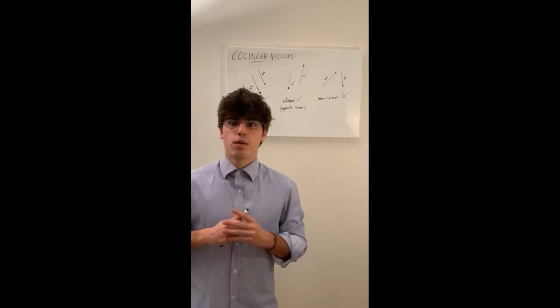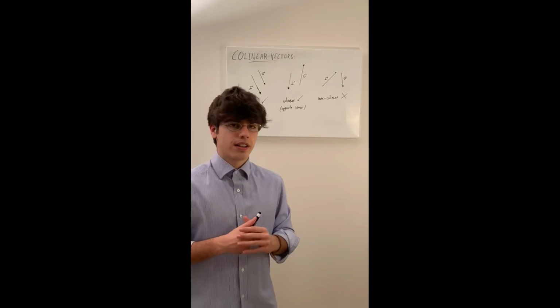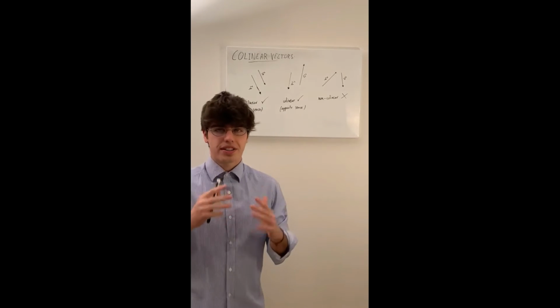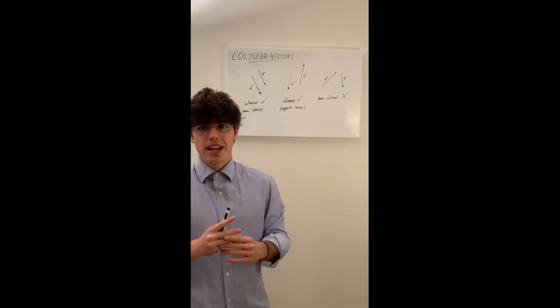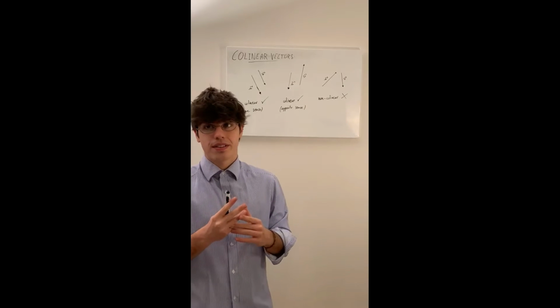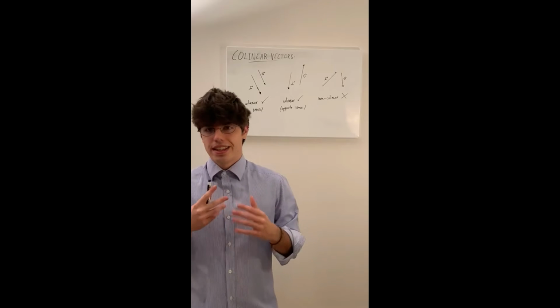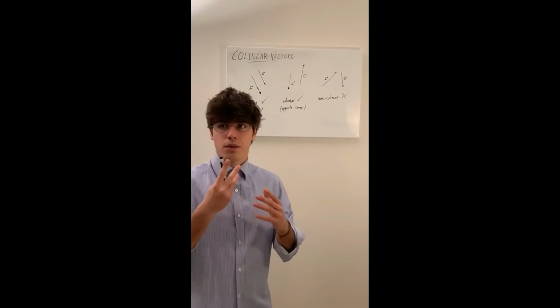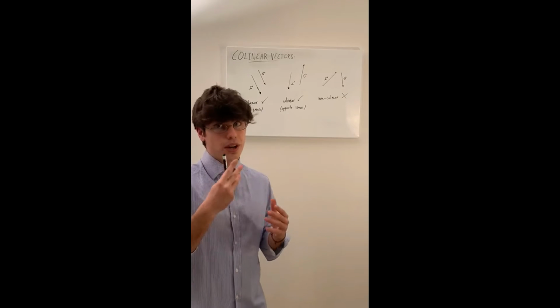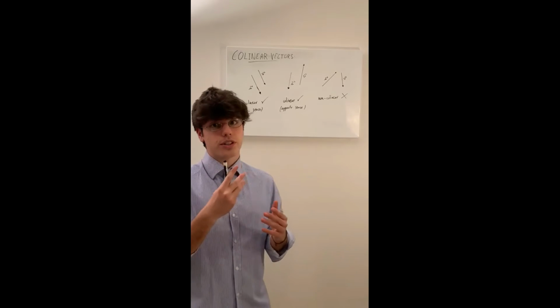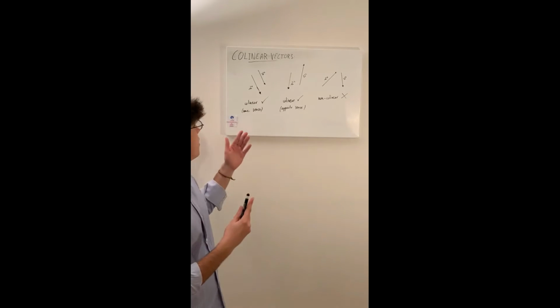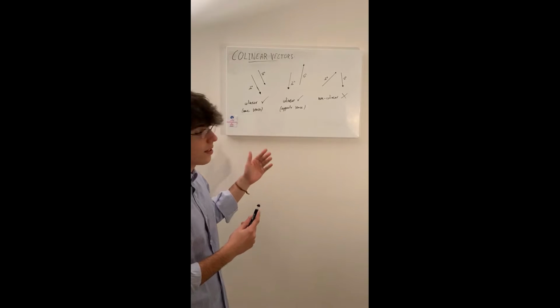First, let's define what collinear vectors are. Two vectors are said to be collinear if they have the same direction. In other words, they are collinear if and only if the lines representing their direction are parallel to each other. I've displayed here three common examples.